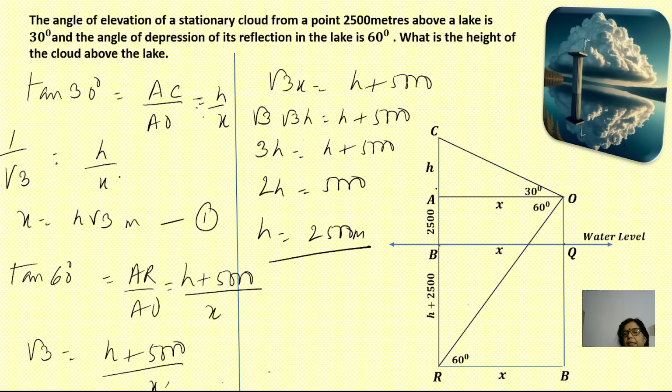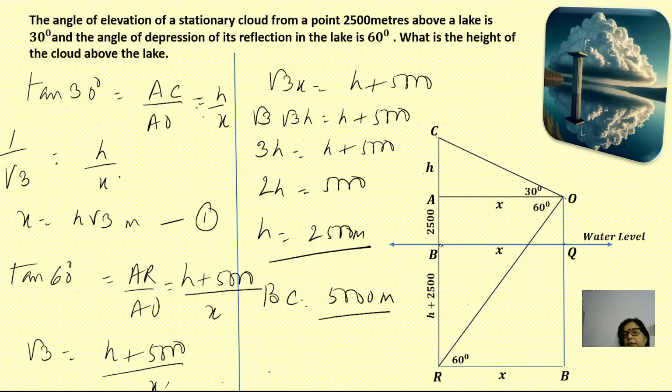That means this height AC, the height from the observer's point right above the water level, sorry, he is standing at a height of 2,500 meters. So the height of the cloud above the water level, from here till here, that is BC. So BC will be equal to 5,000 meters.